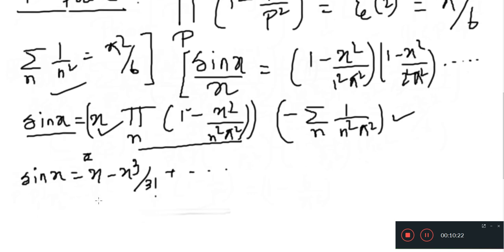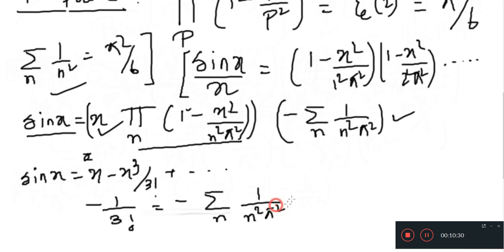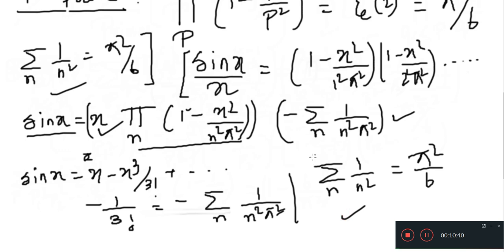Because it's an identity. So minus 1 by 3 factorial must be equal to minus summation over n of 1 upon n square pi square. Or in other words, if you take the pi square and cancel the minuses, you get summation over n of 1 over n square is equal to pi square by 6, because 3 factorial is 6, and that's how we prove the Riemann zeta function at the value 2. See, that was pretty easy to understand at least.